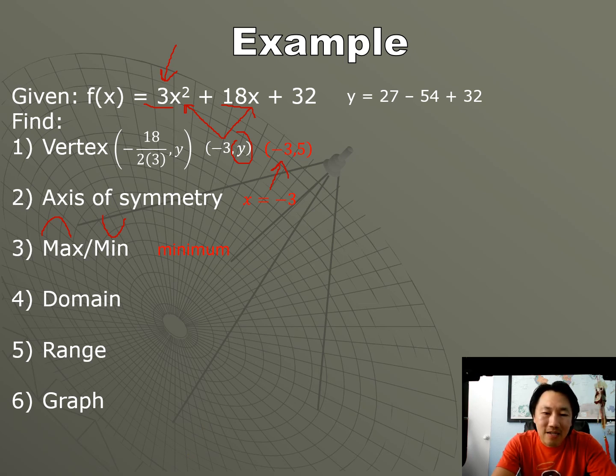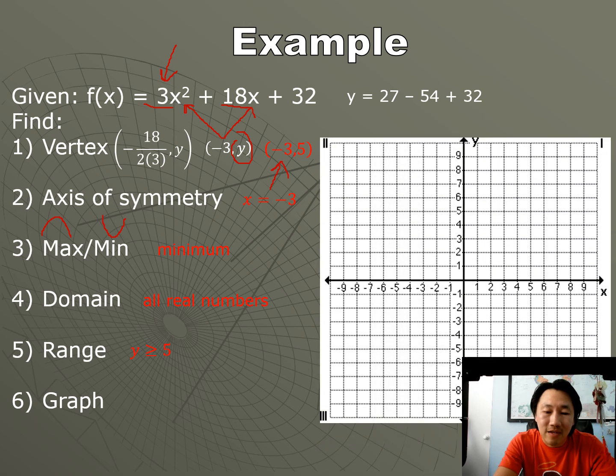The domain. The domain is how far it goes in the x direction and it actually extends in the x direction forever, all real numbers. And then the range is what's the bottom part of the parabola. And it turns out that y is going to be greater than or equal to 5. Here's what the graph looks like.